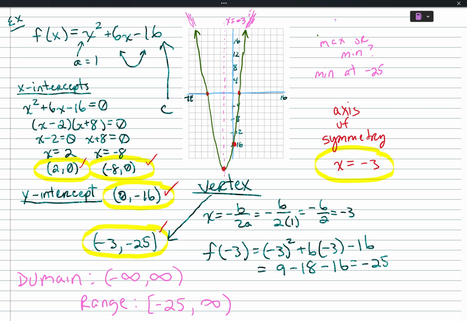So this is the graph of the function. We found the x-intercepts, the y-intercept, the vertex. We found the axis of symmetry. From the graph, we looked and found that it had a minimum, and we found the minimum value. We found the equation for the axis of symmetry. We found the domain, and we found the range. And then we made sure to properly graph a sketch of our function.